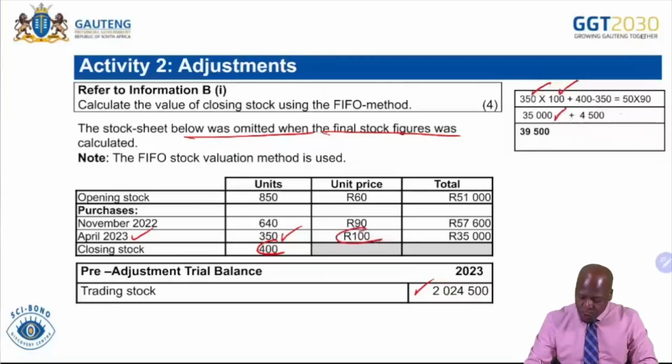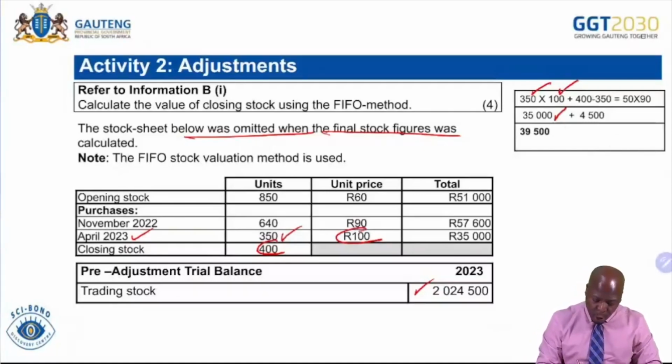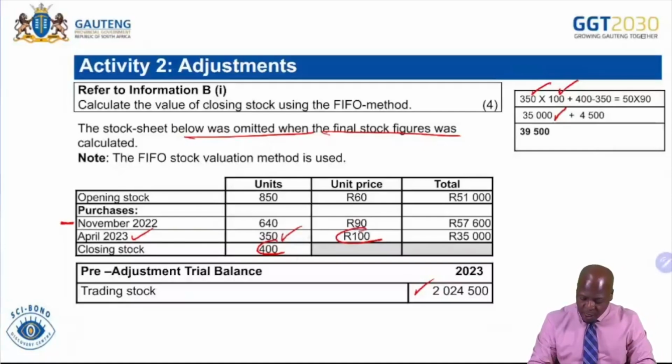And then you come here and you say what we then need is to get, remember, the 400 units. So we then come to the month of November, where we have 640. We don't need all the 640. We just want 50. So that is why you see here we say your 400, which is what we need, minus 350 that we have. So we need 50 there. And the price there is 90. Multiply by 90, then you get 4,500.